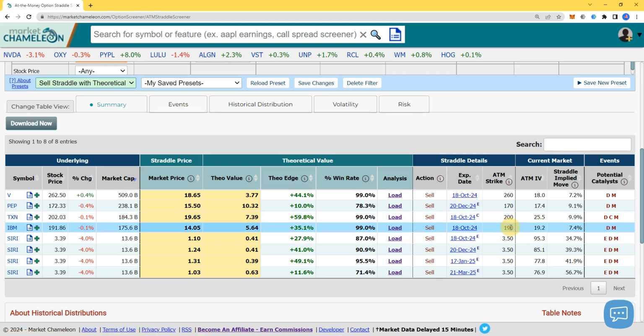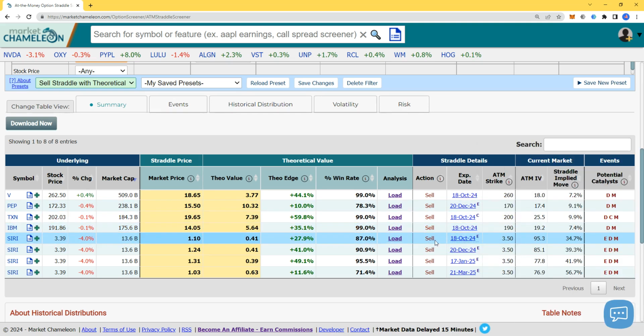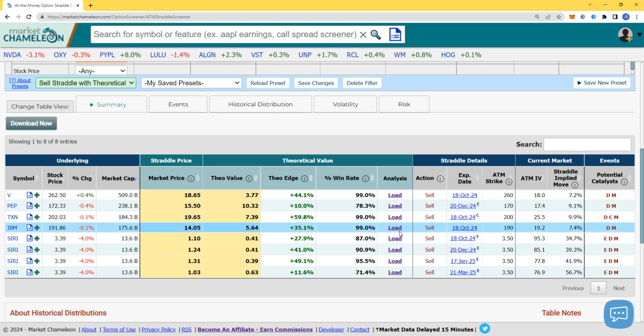Interesting. So in here it says for IBM, just for the example, you sell the 190 straddle. Okay, the implied volatility is 19, not a lot. The straddle moves 7.4%. Dividend. Okay, that's basic stuff. Theoretical edge of 35%. That is wild. That is pretty wild. And you collect $1,400. So you assume that IBM will trade between 205 and 177, anywhere in between. Your max profit is here.